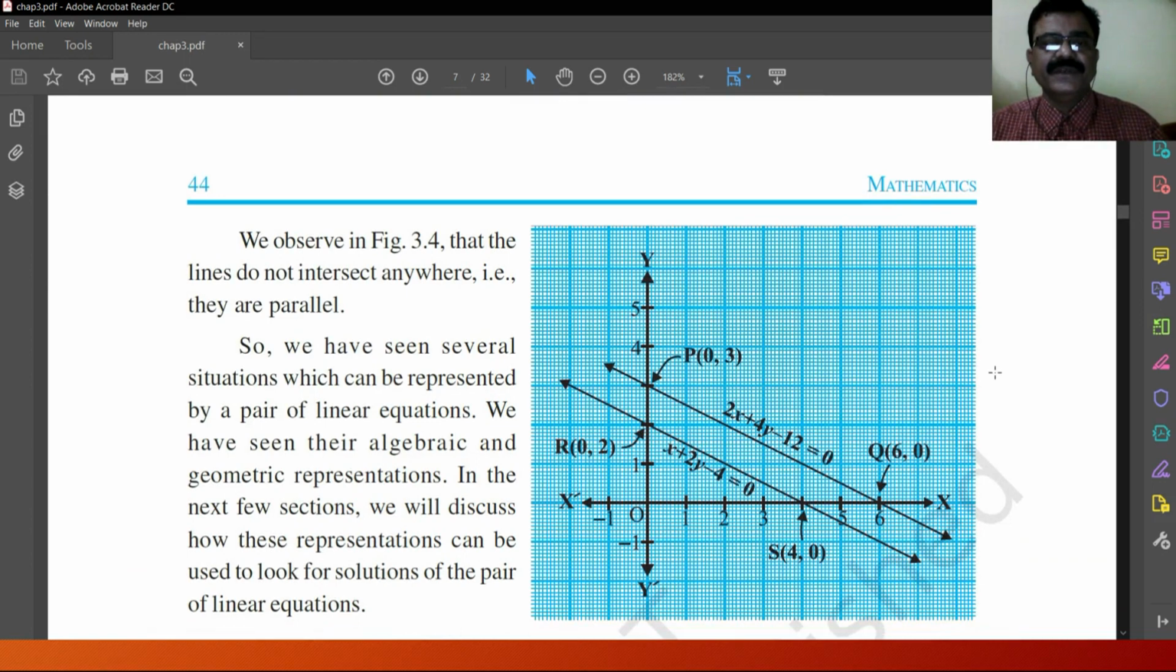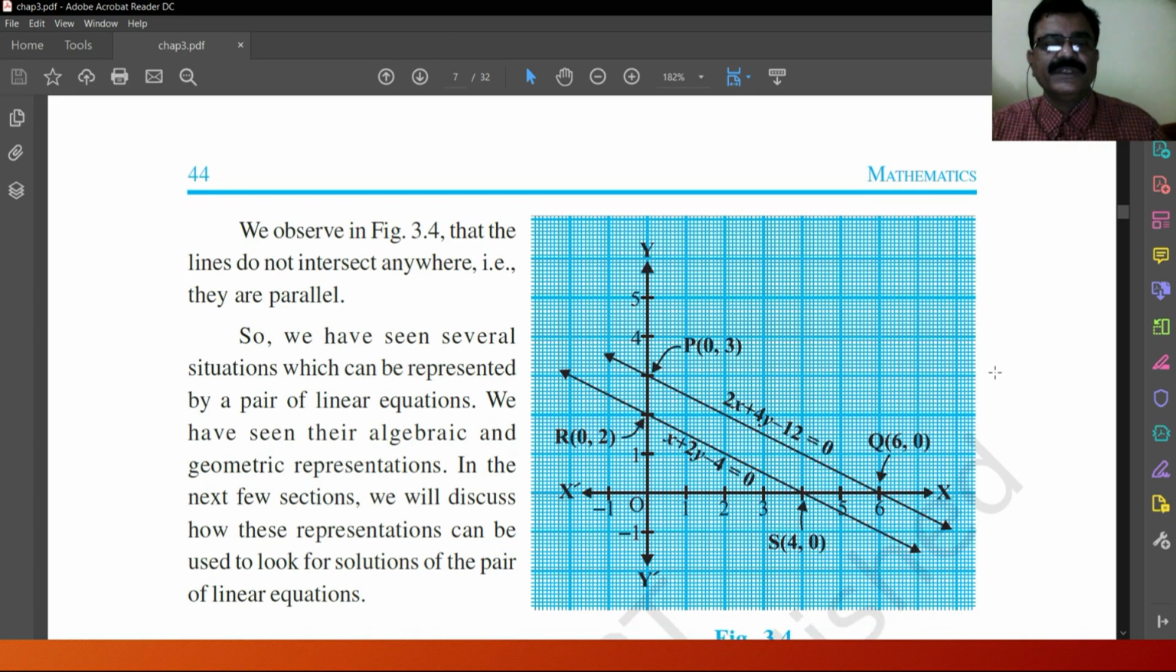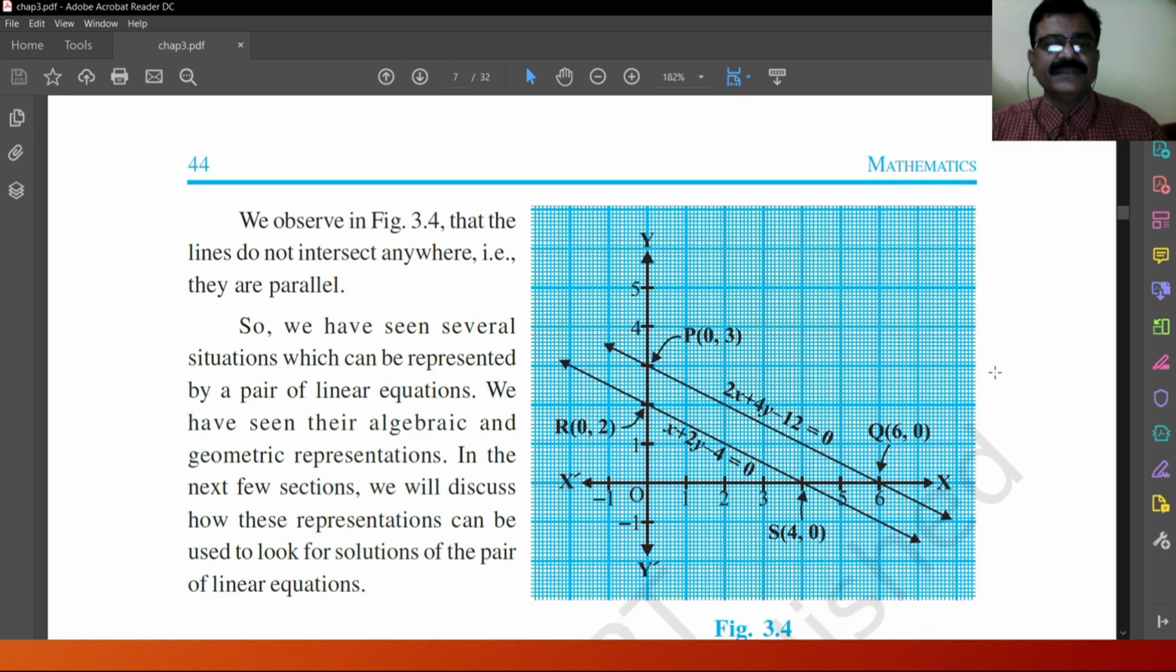Observe in figure 3.4 that the lines do not intersect anywhere, that is, they are parallel. So you can see that the two equations have been drawn on the graph, and 2x plus 4y minus 12 is equal to 0 as well as x plus 2y minus 4 is equal to 0 are parallel to each other. So we have seen several situations which can be represented by a pair of linear equations. We have seen their algebraic and geometrical representations. In the next few sections, we will discuss how these representations can be used to look for solutions of the pair of linear equations.